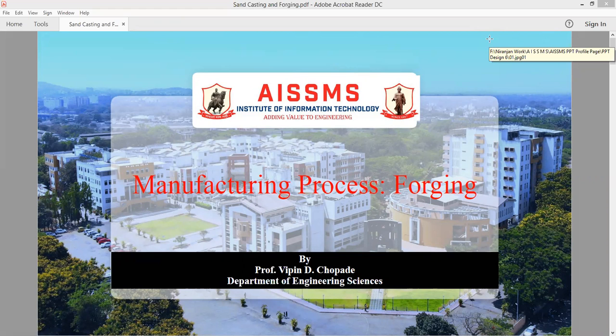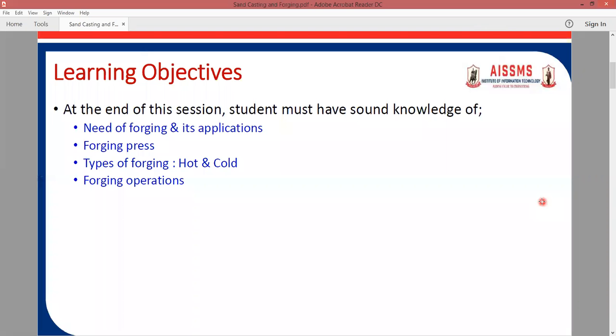In this video, we are going to talk about a manufacturing process, specifically forging. So what are the learning objectives of this session? At the end of this session, students must be familiar with the forging concept, types of forging operations, hot and cold forging operation, open die forging and closed die forging operations.